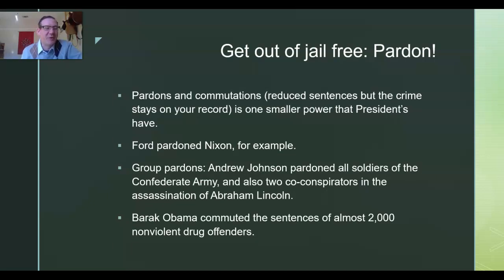One of the probably more enjoyable things the president gets to do is pardon people, let them out of jail free, right? It's like Monopoly. You pull the card, get out of jail free. Woohoo, I'm out of here.